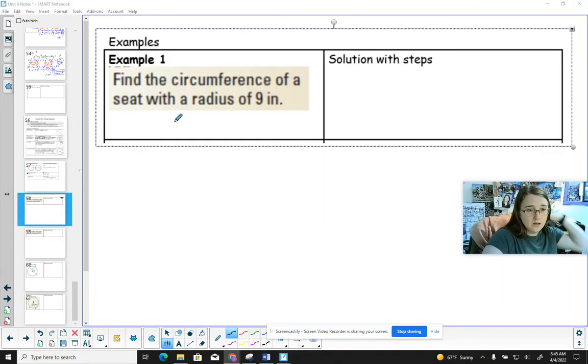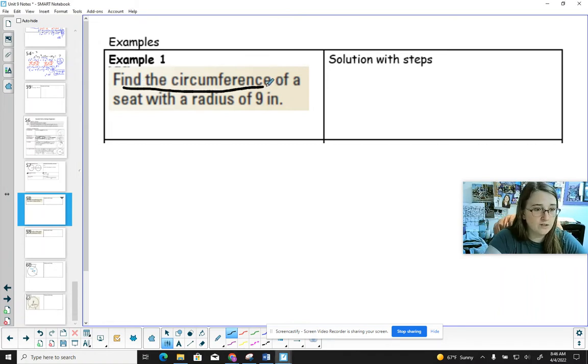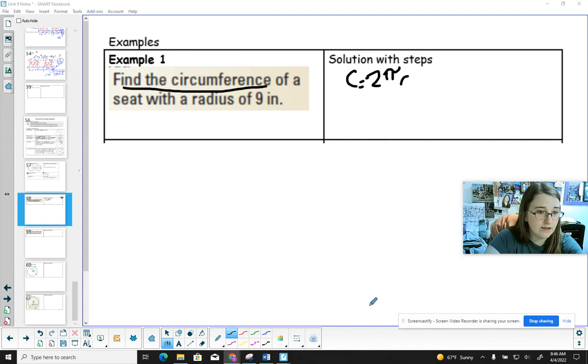Let's go ahead and look at example 1. Again, we're just going to crank these out kind of fast. So it says, find the circumference of a seat. It's talking about just like if this was a real life situation, a circular seat with a radius of 9 inches. So it says, find the circumference. So take a second, look at your formula sheet again. What was the formula for circumference? This is C equals 2 pi r. Now again, it could be pi times the diameter, but we also write it typically as 2 pi r.